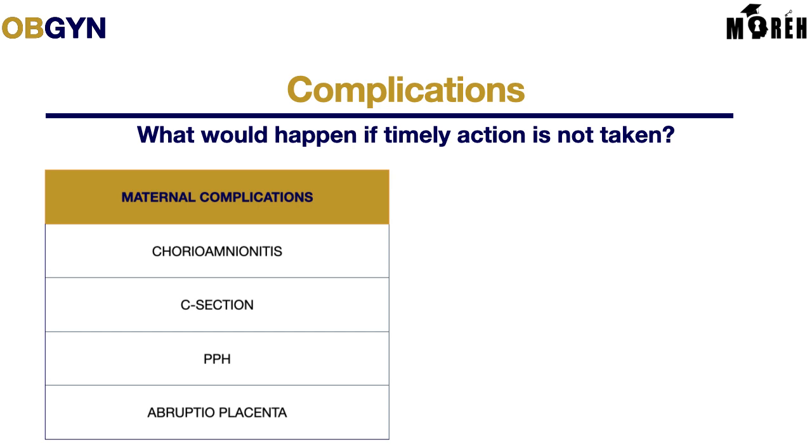Another complication of PROM is there's a higher chance of a patient with PROM undergoing a C-section than a person who doesn't have it. There's also PPH. If there's an infection, there's a likelihood of uterine atony, so there are higher chances of the patient having PPH than in a patient without. Also, there is a higher chance of abruptio placenta. This is where the placenta detaches before time because of the rupture of the membranes.